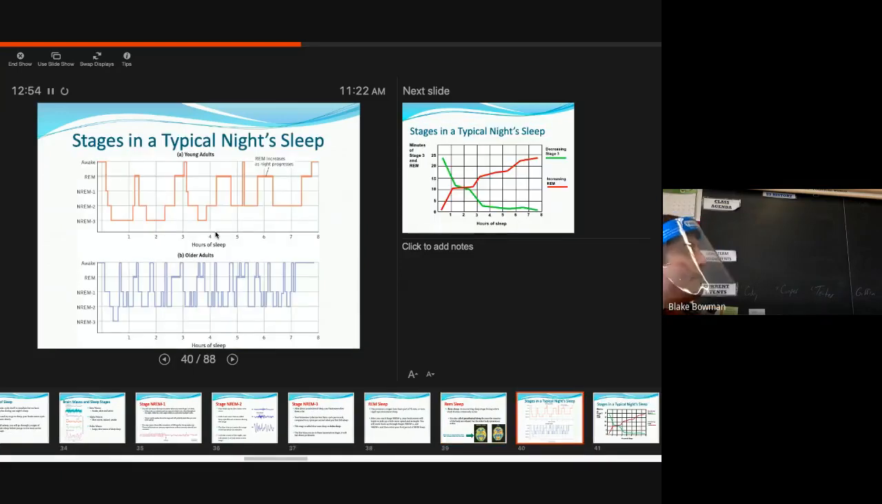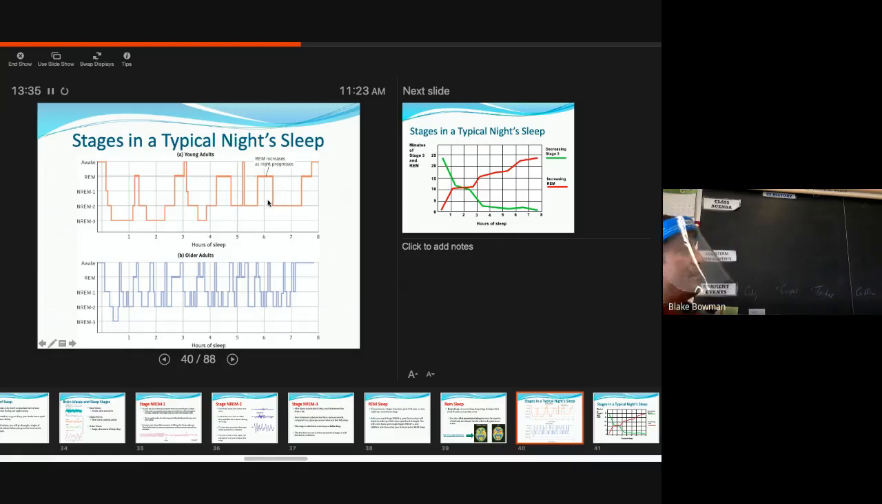All right, so stages of a typical night's sleep. I think this is interesting. Younger adults, as we are awake, go through REM, hit stage 3, and bounce back up into REM. Older adults are not in REM as much. We're only entering REM sleep for a short period of time as we go through the sleep stages. With younger adults, we can remember our dreams a little bit more vividly, and we go through the stages of REM a little bit more.